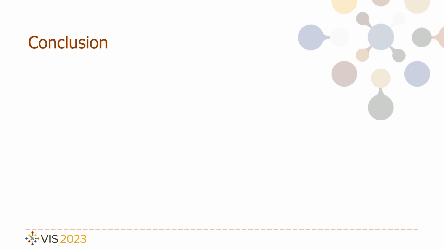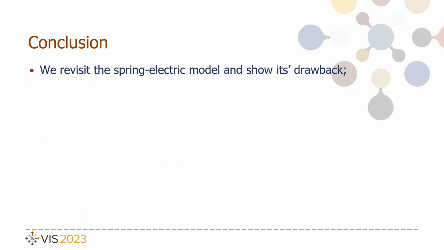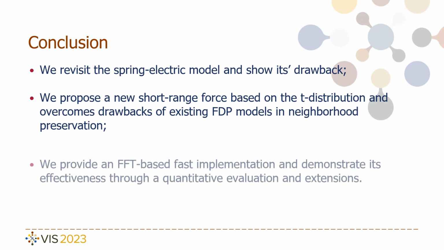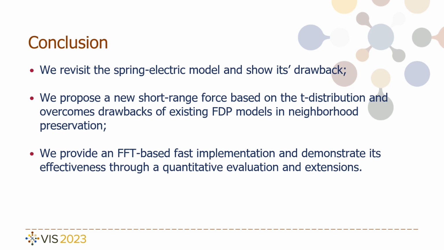In conclusion, we revisit the spring electric model and show its drawback, and we propose a new short-range force based on the T-distribution and overcome drawbacks of existing FDP models. Lastly, we provide a fast implementation and demonstrate its effectiveness through a quantitative evaluation and extensions.